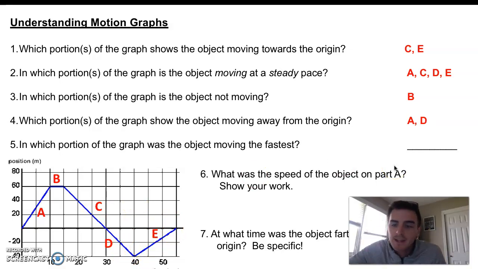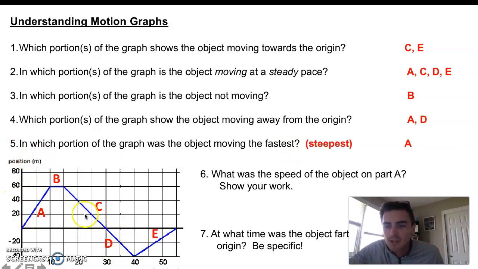Number 5, we might need some math, but it says which portion of the graph is the object moving the fastest. That would mean it's the steepest because it's covering the most position per time. And if we wanted to do the math, we could, but if we go look at part A, in 5 seconds, it's by far and away covering the most ground than C, D, or E, which means A is the fastest because it's the steepest.